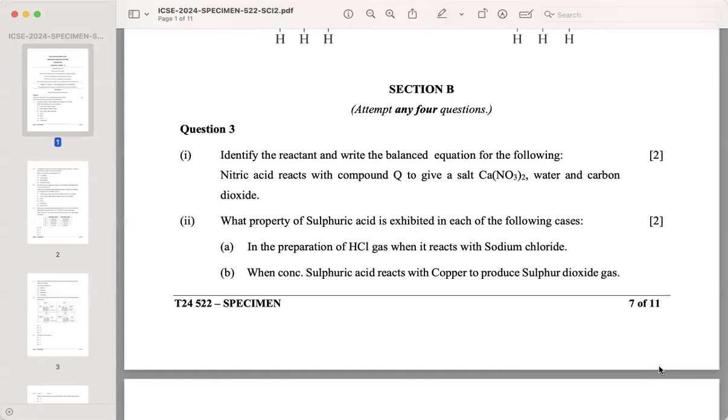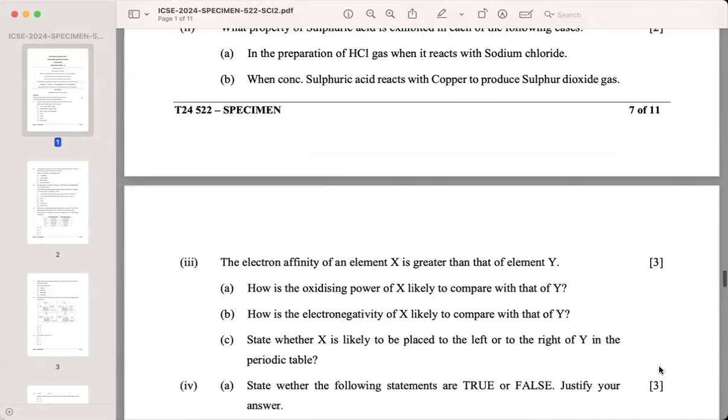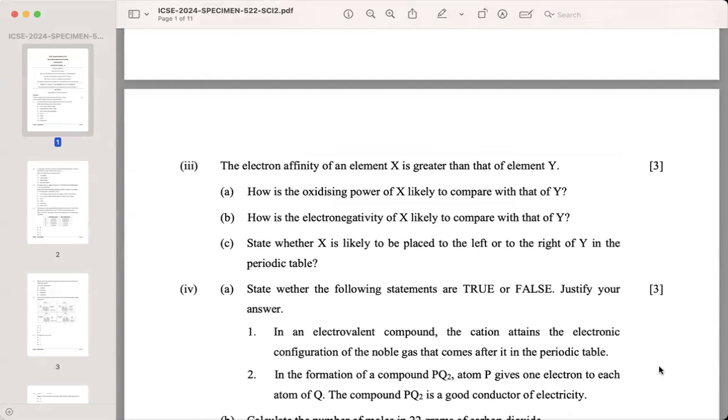Part 2, what property of sulfuric acid is exhibited in each of the following cases? First, in the preparation of HCl gas when it reacts with sodium chloride. Answer is non-volatile acid. Part B, when conc sulfuric acid reacts with copper to produce sulfur dioxide gas, it will be oxidizing agent. Then third part, the electron affinity of an element X is greater than that of Y.